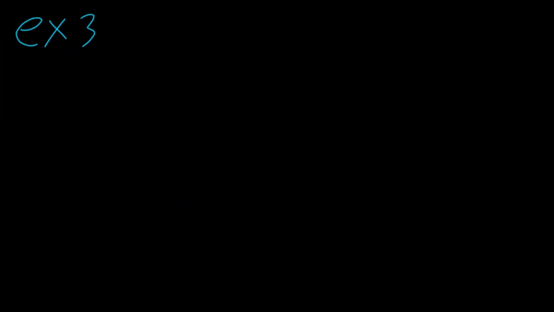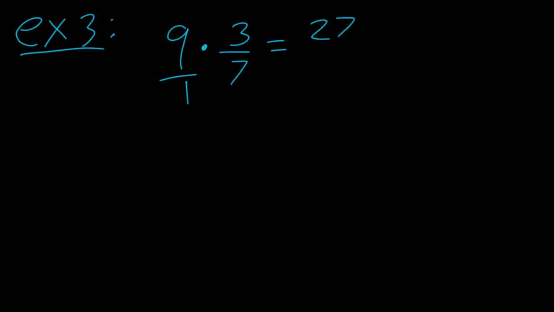Okay, example 3. Let's do something that kind of throws students for a loop. What if I did 9 times 3/7? And sometimes students get confused because you look at 9 and think, well, wait a second, it's not a fraction. Do I multiply 9 by the top and bottom? Well, remember, any whole number can always be written as that number over 1. So 9 times 3 on the top will give us 27, and on the bottom 1 times 7 will be 7. And of course that is as reduced as it can get.